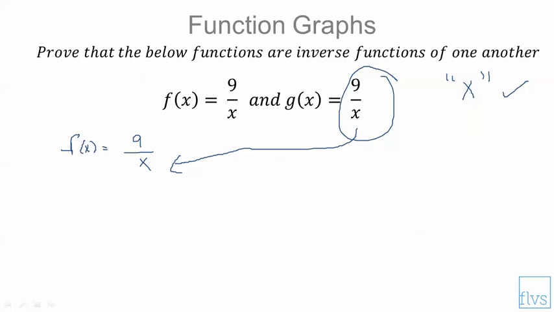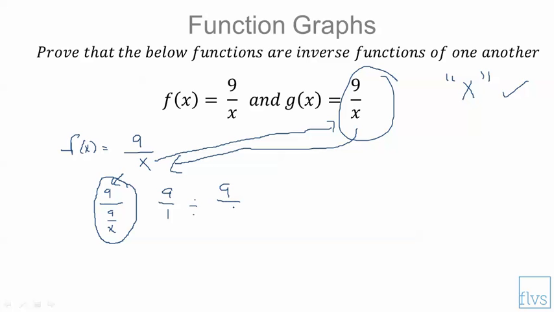So what I'll do is I have 9 over x, but instead of x, I'm again going to replace it with the g of x, which also happens to be 9 over x. So this is what's called a complex fraction, like a fraction within a fraction. The easiest way to deal with these is to write them horizontally. The numerator is really just 9 over 1. It is being divided by the denominator, which is 9 over x.